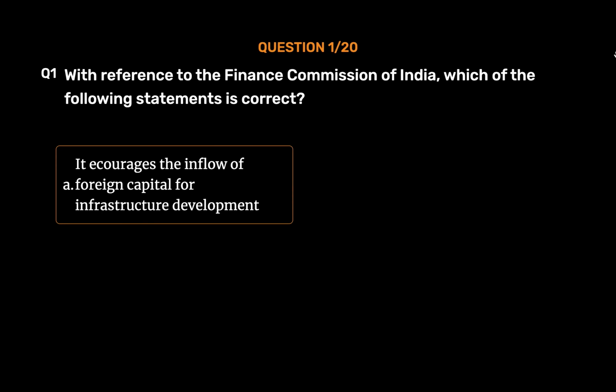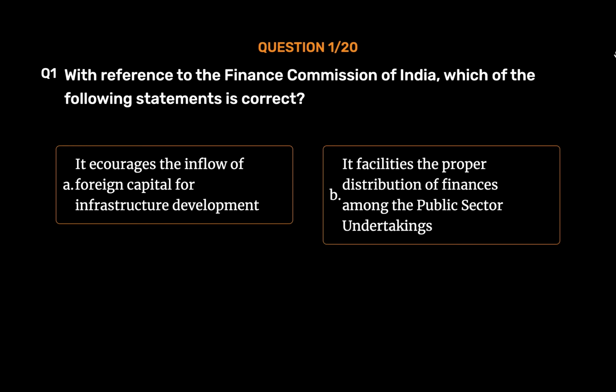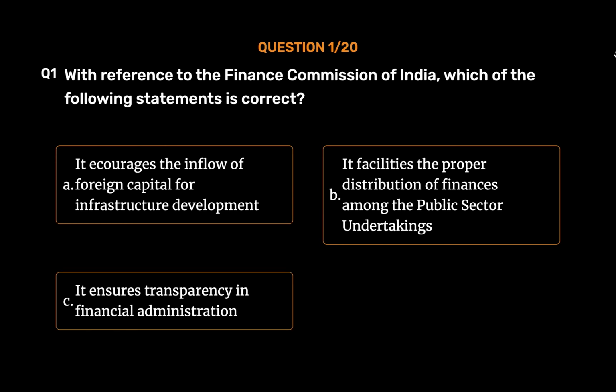Option A. It encourages the inflow of foreign capital for infrastructure development. Option B. It facilitates the proper distribution of finances among the public sector undertakings. Option C. It ensures transparency in financial administration. Option D. None of them. The correct answer is Option D.